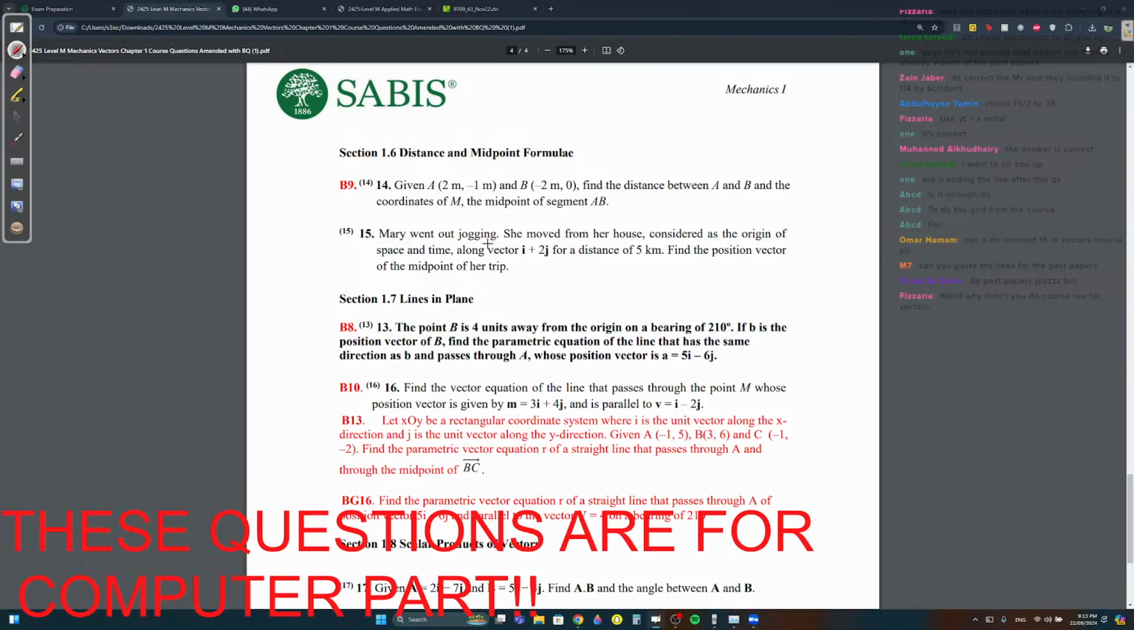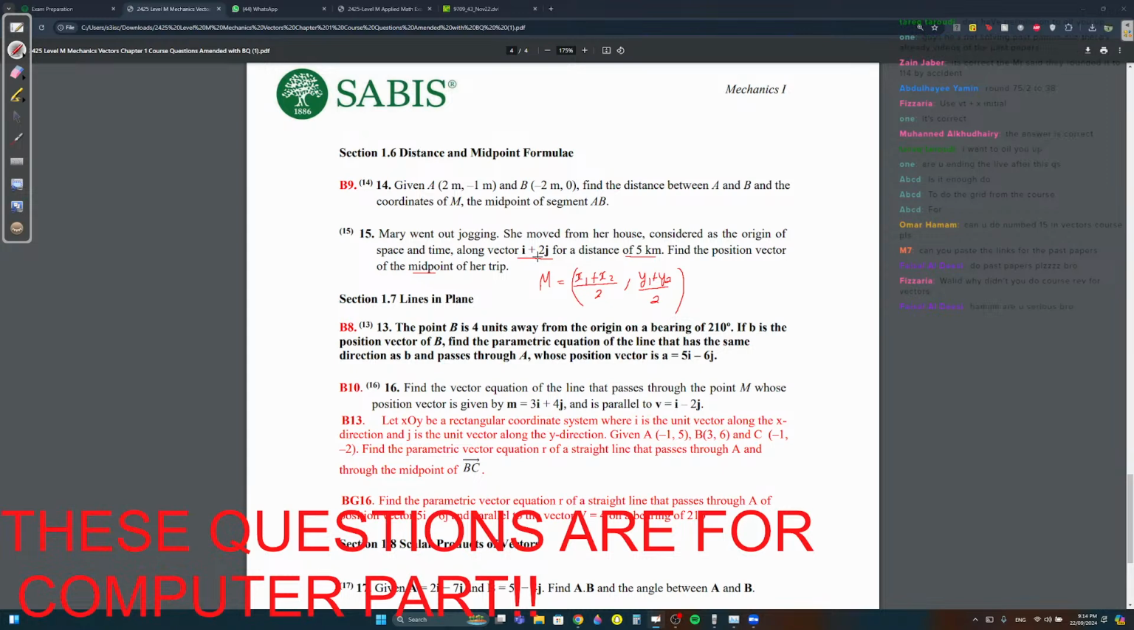Mary went out jogging. She moved from her house, considered as the origin, along I plus 2j for a distance of 5 kilometers. Okay, find the position vector of the midpoint of your trip. You need to find the midpoint. The midpoint M is equal to x1 plus x2 over 2, y1 plus y2 over 2.